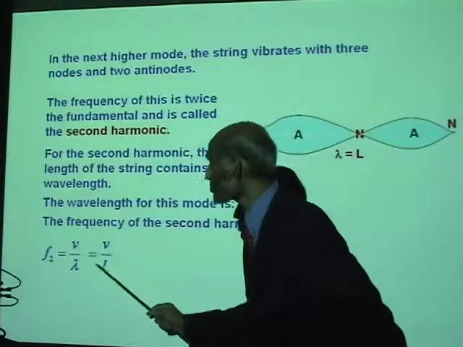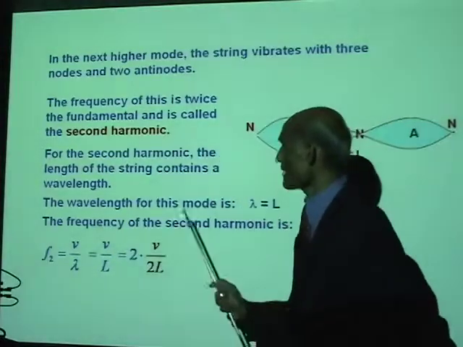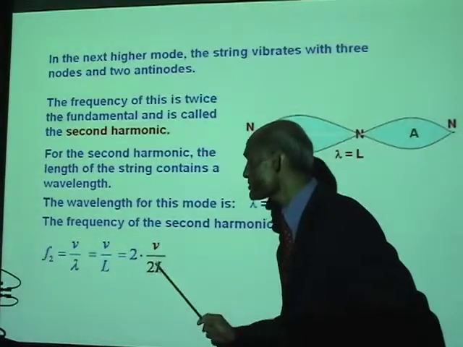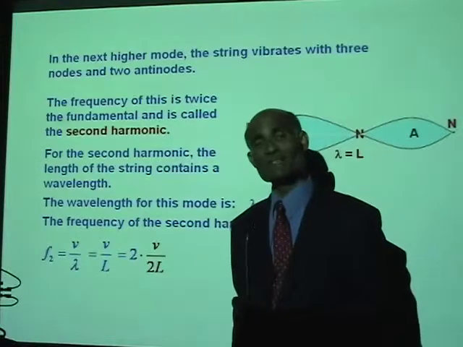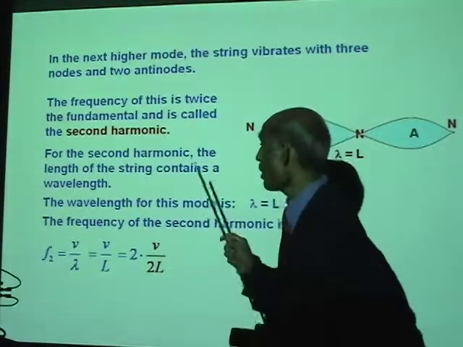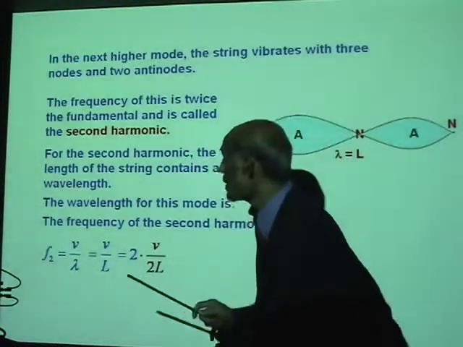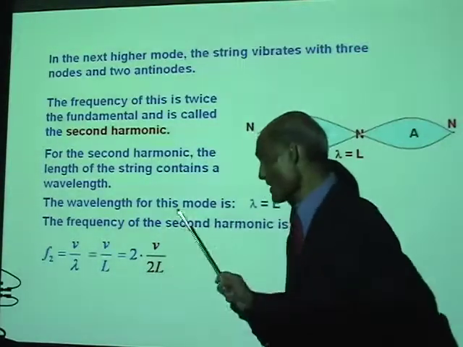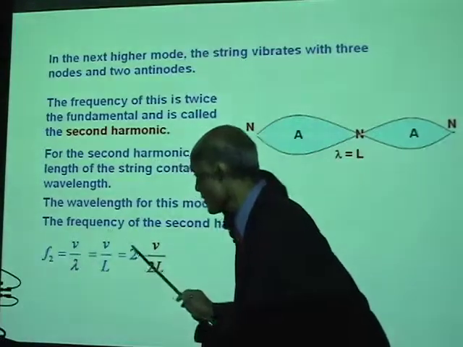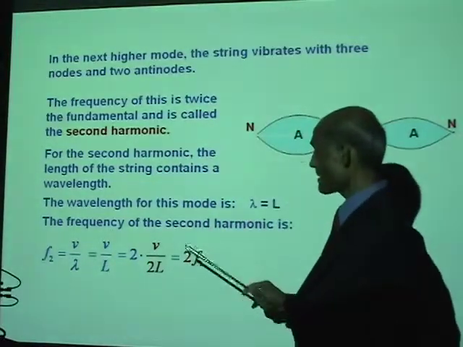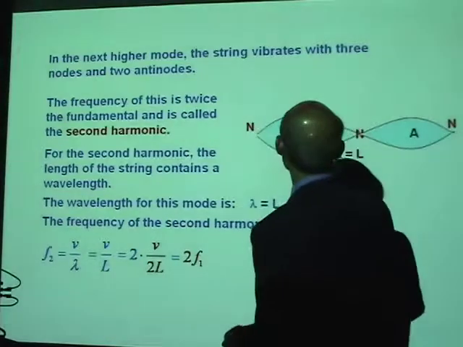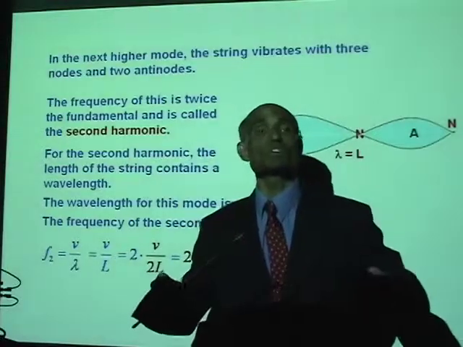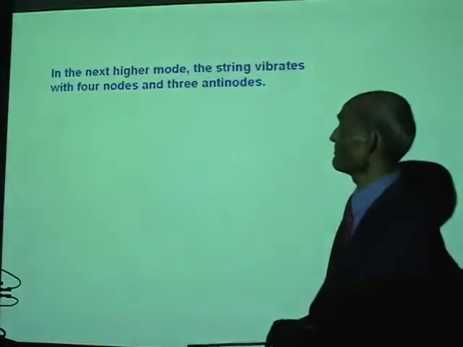Okay. Now I'm going to rewrite this. Look at the way I'm going to rewrite it. V over L is written as 2 times V over 2L. Is that right? Why did I do that? Because V over 2L is the fundamental frequency. You remember that one? So, the frequency of the second harmonic is 2 times the fundamental frequency. When the string vibrates in its second harmonic, the frequency of vibration is twice the fundamental.